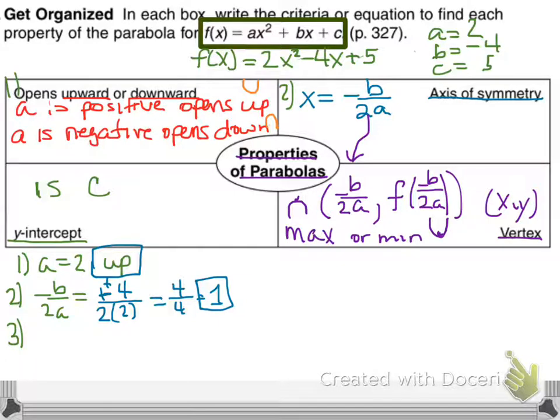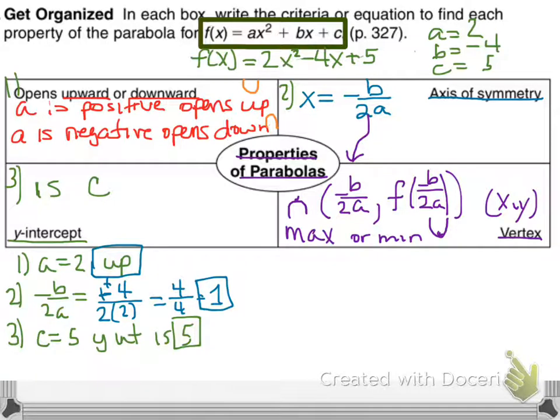And our third step, I'm just going to come over here, we're going to find that y-intercept. So I'm just going to put a 3 right here. All I have to do is look at my C. What is our C equal to? Our C is equal to a 5. Therefore, our y-intercept is a 5. Let's go ahead and circle him.